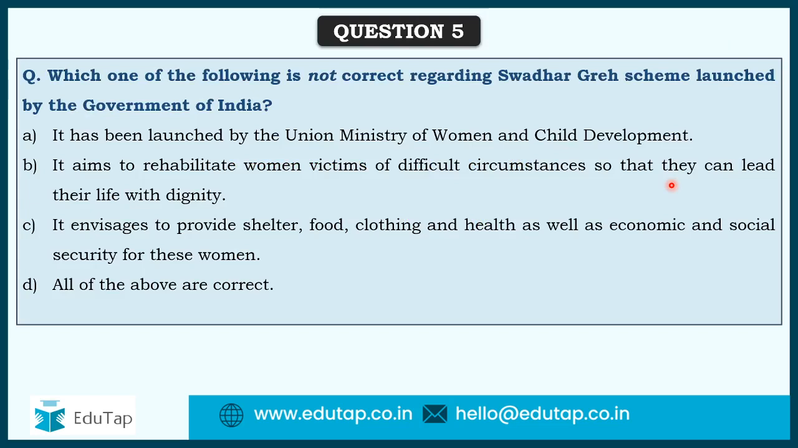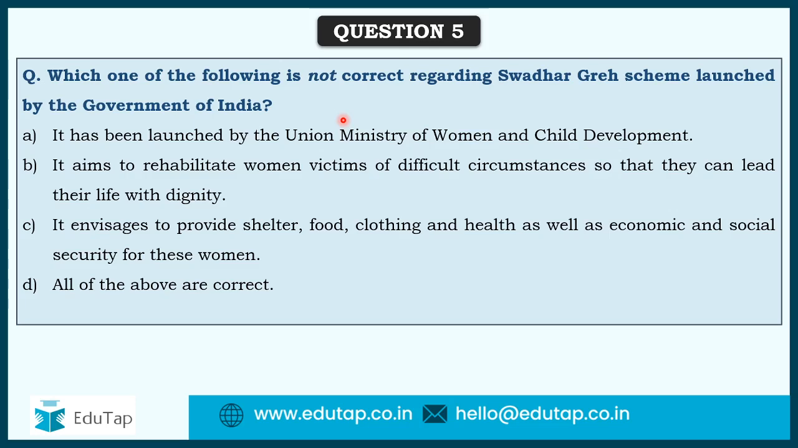Coming to the last question of this lecture, which one of the following is not correct regarding Swadhar Greh scheme launched by the government of India? So not again is important. Fine. Four options are here. You have to mark the correct option. It has been launched by Union Ministry of Women and Child Development. Swadhar Greh is for women, right? Now we know from the previous question. So it is true. Option A is right. So it is not correct.